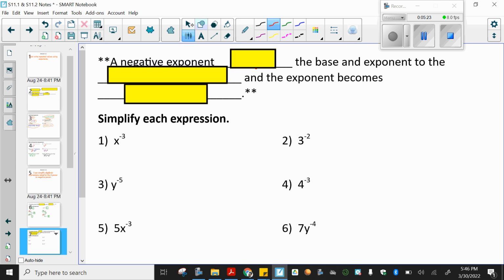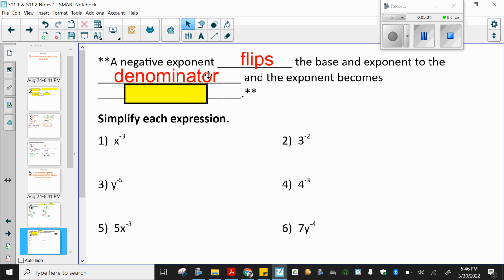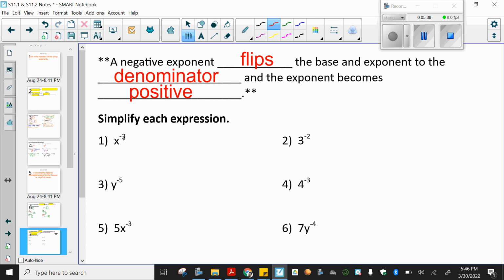A negative exponent flips the base and the exponent to the denominator, and the exponent becomes positive. All right? So here's what that means. X to the negative third is really 1 over x to the third. 3 to the negative 2, so we're going to just rewrite it like this, 1 over 3 squared. Y to the negative fifth, 1 over y to the fifth. 4 to the negative third, that's really 1 over 4 to the third.